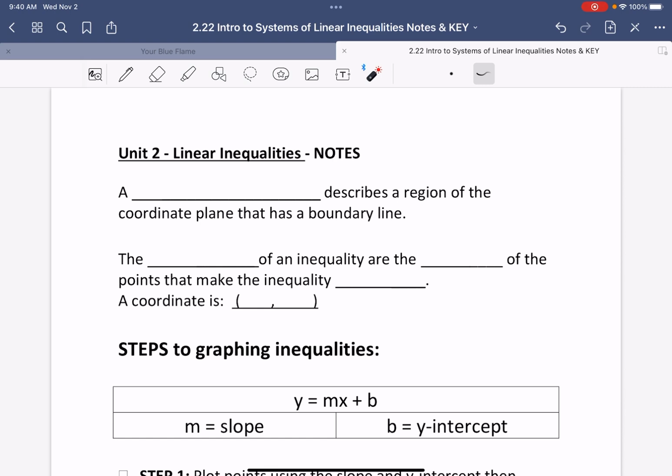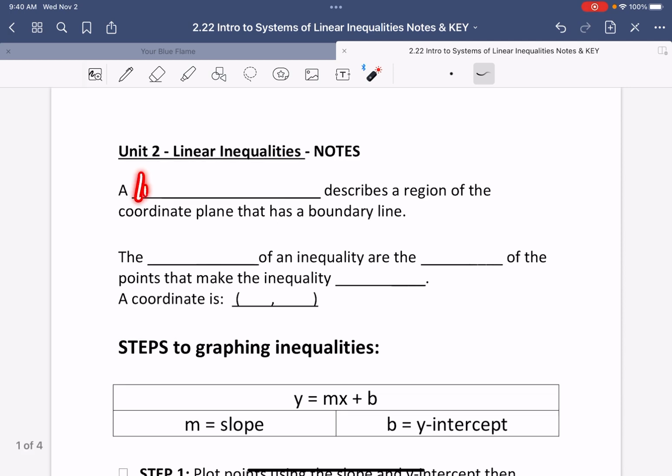With linear inequalities, they're very similar to actually drawing a linear equation. Instead of finding solutions where x marks the spot, we are now going to be looking at regions of the coordinate plane, regions of our graph that have a boundary line and have multiple solutions.